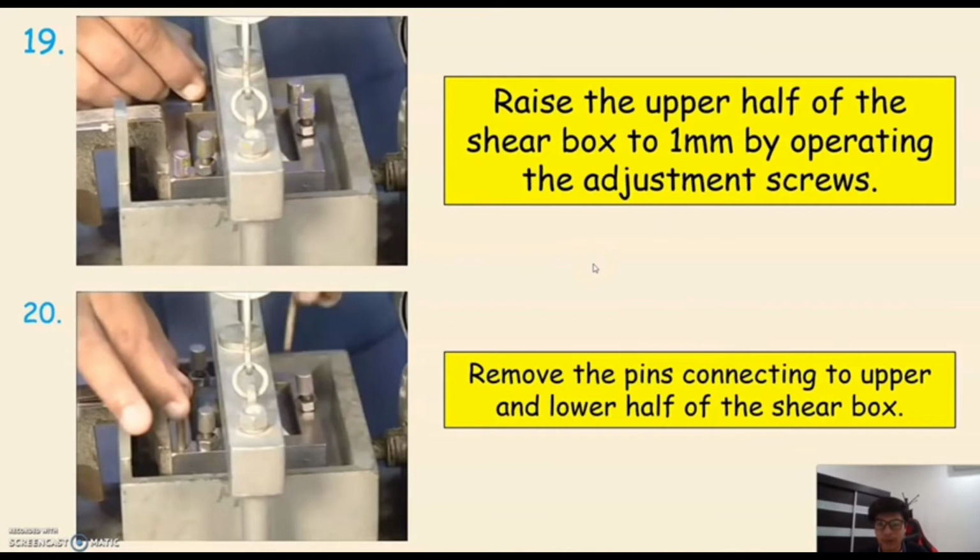Okay, for step 20, remove the pins connecting the upper and lower half of the shear box. So here, as you can see, a person is pulling something out of the shear box, right? That's what we call the pin.